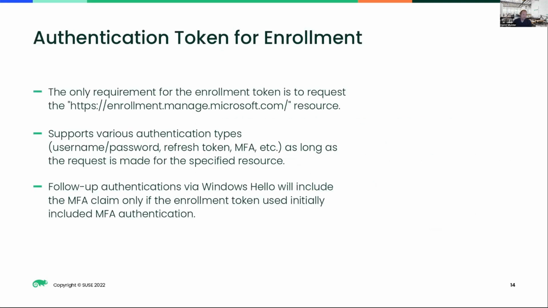And the authentication token that you request, it has to request the enrollment. Your enrollment URL is a resource, and it supports various authentication types. You don't have to use MFA. If you don't use MFA, your Windows Hello token will not have an MFA claim after enrollment. So obviously, we're going to want to prefer MFA be required.